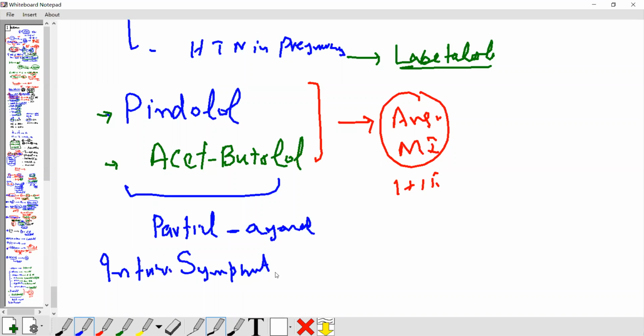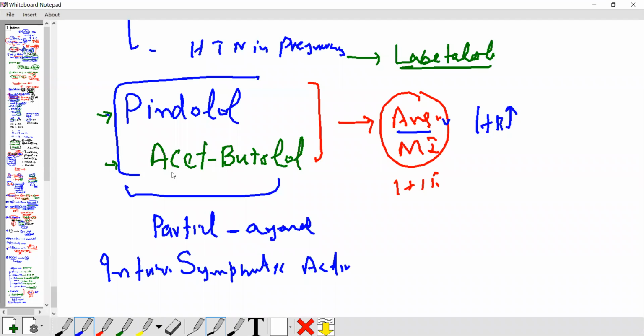Intrinsic sympathetic activity. So if you give it to an angina patient, they can increase the heart rate also. Okay, so that's not good for a heart patient, for an angina or MI patient. So you must take care about these two drugs, pindolol and acebutolol. Done.